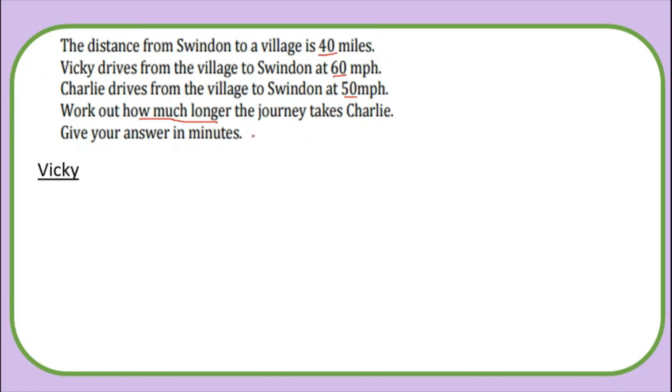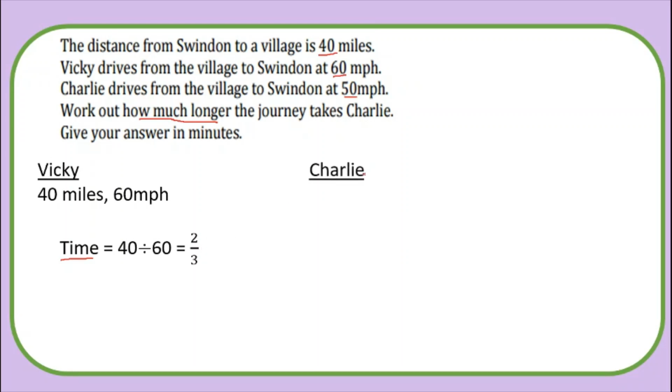First, Vicky is doing 40 miles at 60 miles an hour. So I'm going to do 40 divided by 60 to get the time. I can get that divide by using my triangle, and it gives me 2/3 of an hour. I'm going to leave it for now as a fraction because actually thirds of an hour come out as nice numbers. Charlie, however, 40 miles again, but this time travelling slowly.